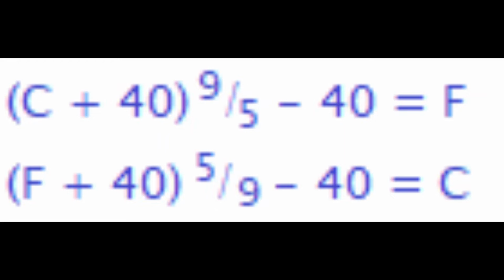You can do it the other way. Say your Fahrenheit temperature is 32. Add 40 to it, that's 72. Divide by 9, that's 8. Multiply by 5, that's 40. Minus 40 is 0, which is also correct. So you see how it works.